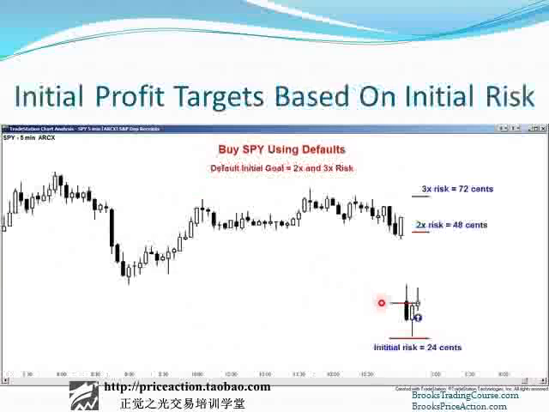You set up your initial targets based upon your initial risk. Your initial risk is 24 cents. 2 times your risk is 48 cents, so you take half off at 2 times your risk. 3 times your risk is 72 cents, so you take another 25% of your trade off here, in other words 100 shares, and then you would allow the final 100 shares to continue in the market as long as the trend continues, relying on trailing stops below the most recent higher low, and you try to exit right before the close.